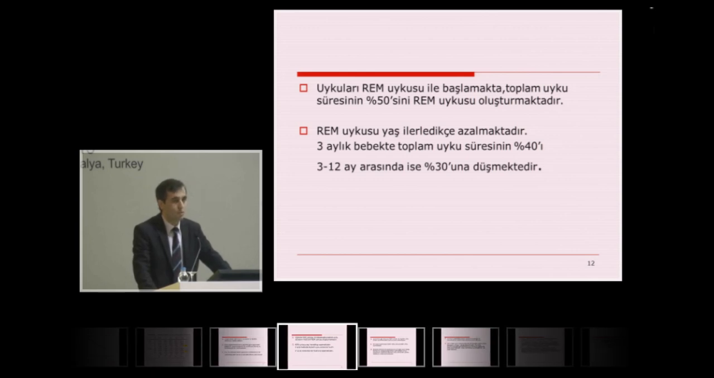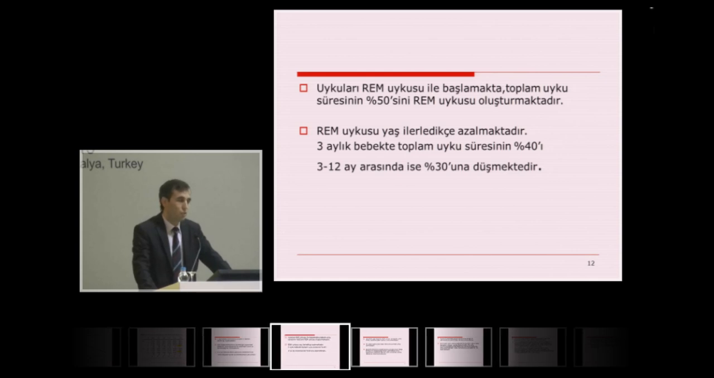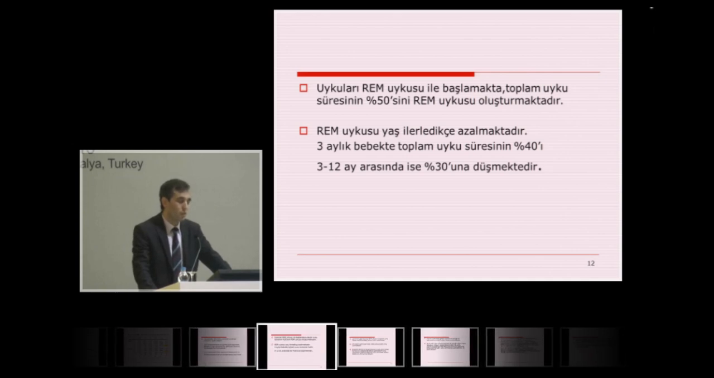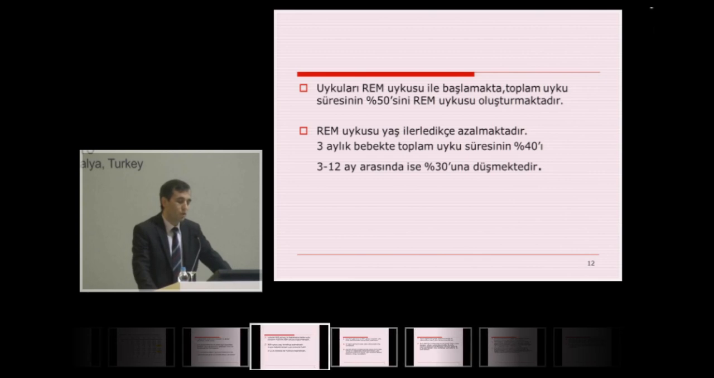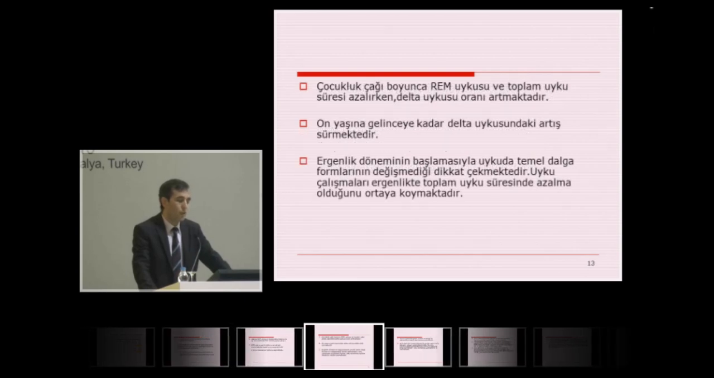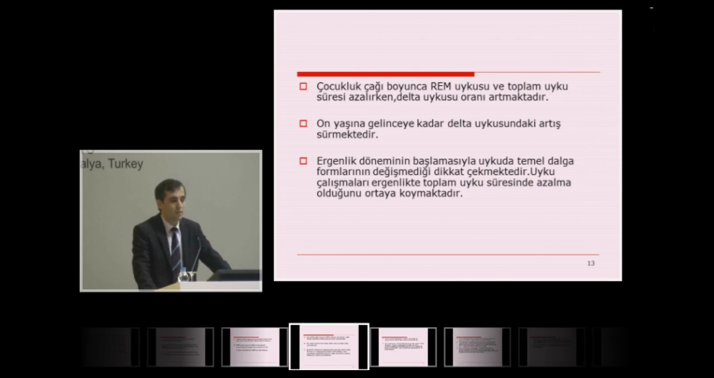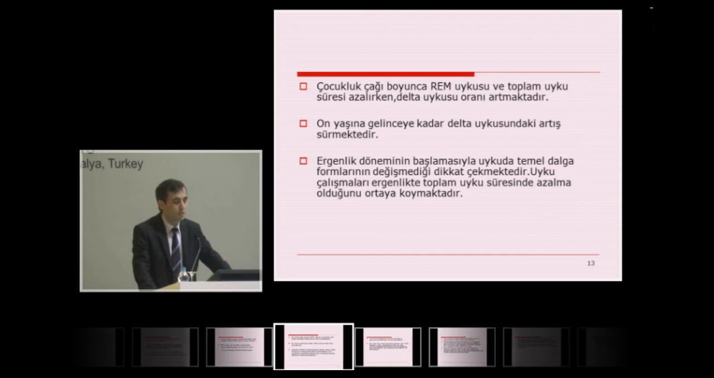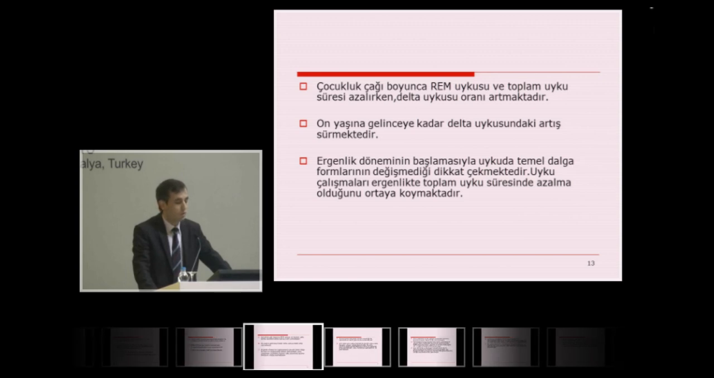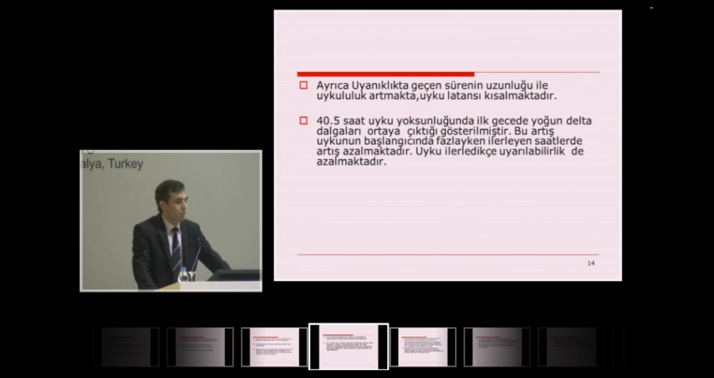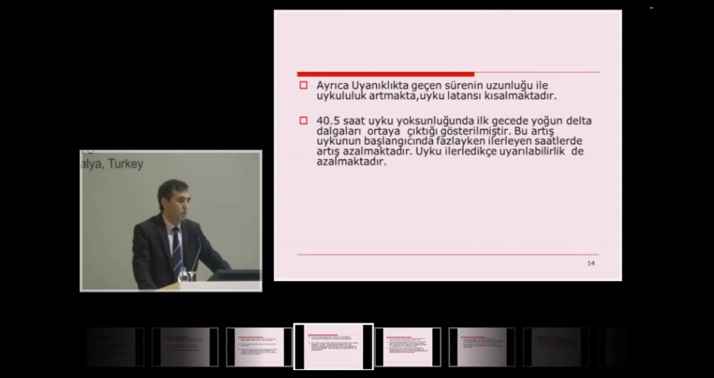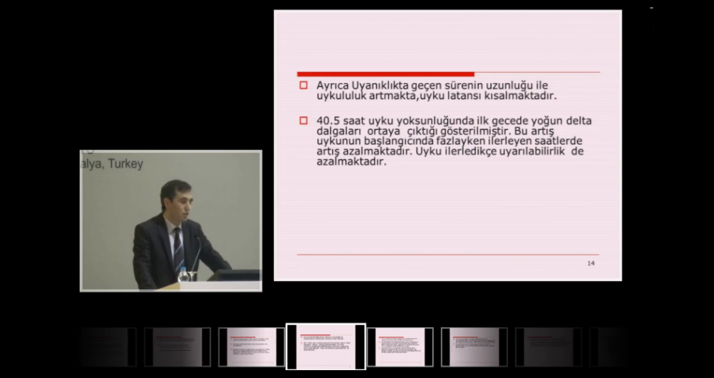For 3 months, it's 40% of the total duration of sleep. For 3 to 12 months, it is 30%. And up until 10, delta sleep increases, and then normal or adult REM durations are achieved as you age, starting from the year 10. And the basic waveforms are not changing as adolescence starts. Moreover, sleep latency is shortened. From awakening to sleep, the duration in between is shortened.